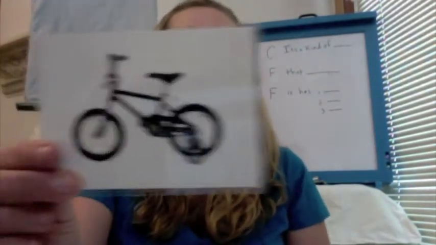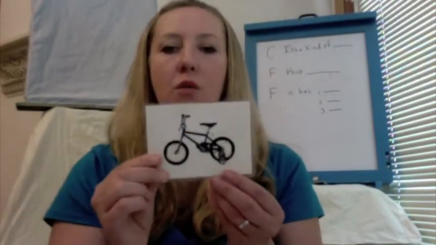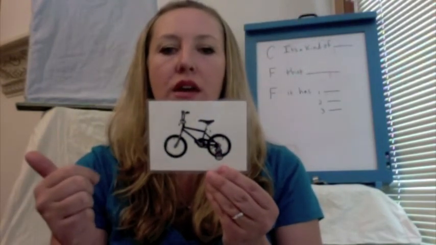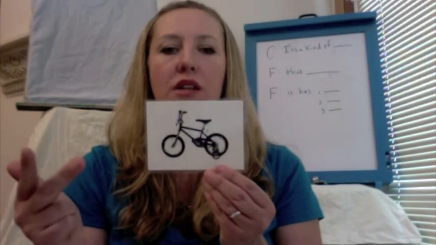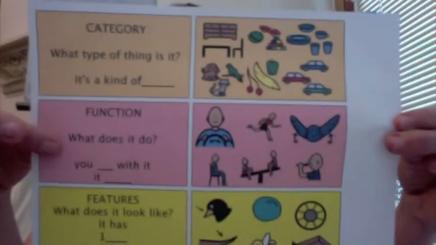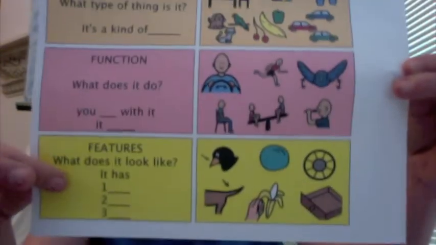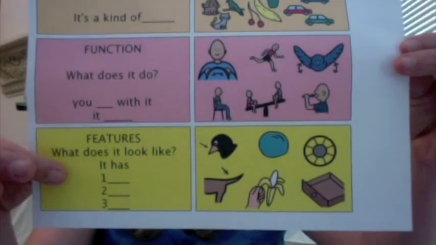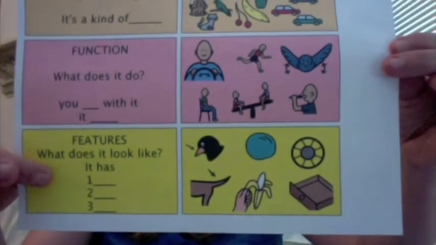We're going to do one more. Last one is going to be a bike. What is a bike? What's a category? What do you do with it? What does it look like? A bike is a kind of vehicle that you ride. It has pedals, seat, and handlebar.